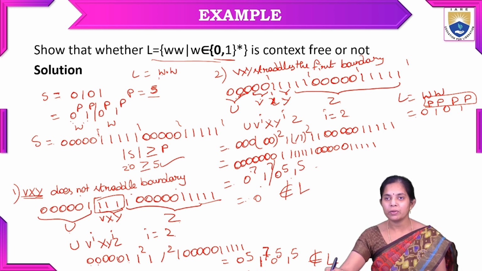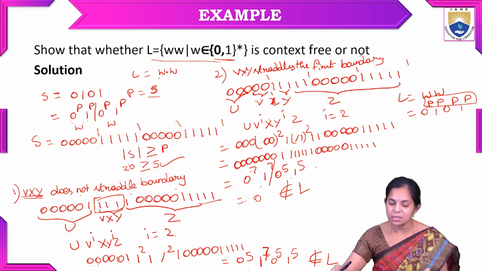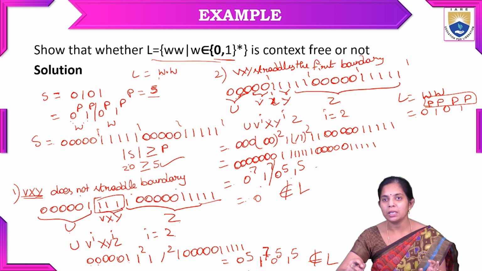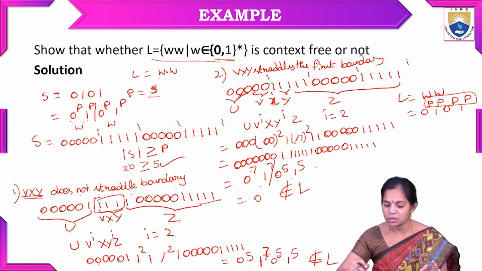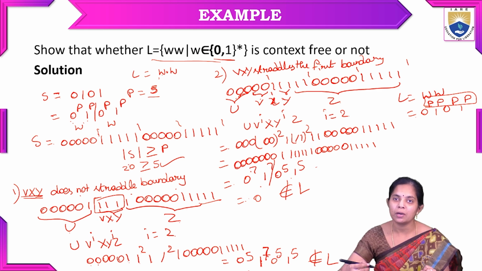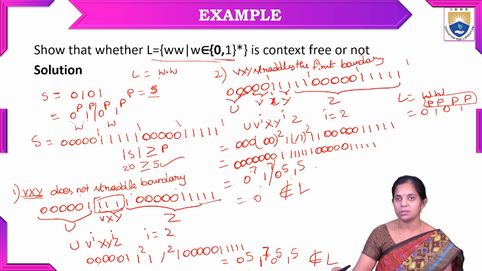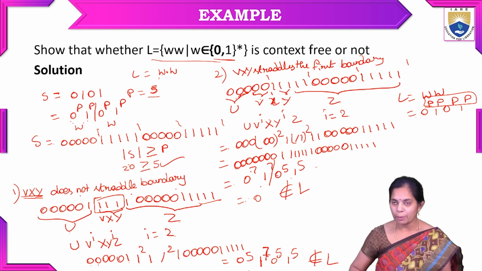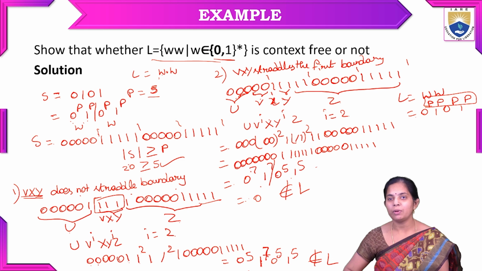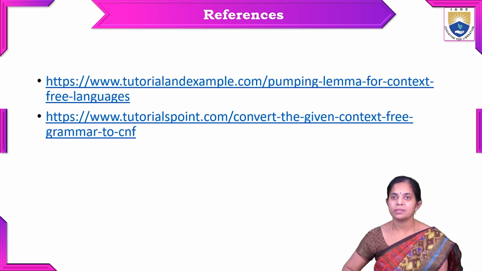So this is how we have to take the conditions, and multiple conditions, while dividing the string into 5 parts, and we have to check for every condition whether the given language is a context-free language or not, with all these conditions. So this is about the pumping lemma of the context-free grammar, and these are the references.